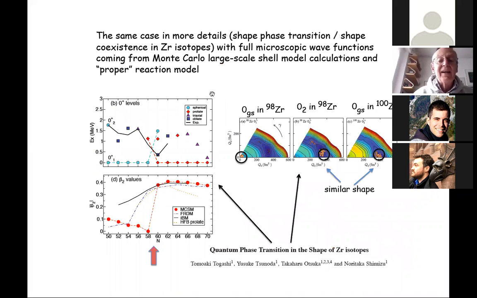You may say these are just simple calculations, which are not simple, but you may not like the IBM kind of approach. You can move, for example, to other calculations. What is reported here are the calculations of the Tokyo group with the quantum Monte Carlo large-scale shell model calculation, and their calculation also shows that between zirconium 98 and zirconium 100, there is an exchange of the deformation.